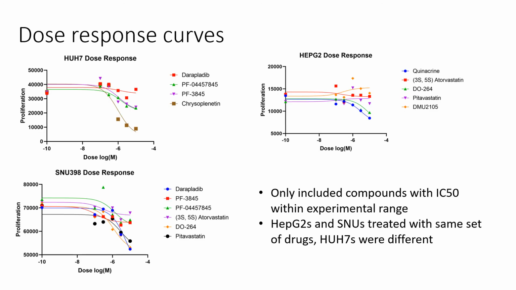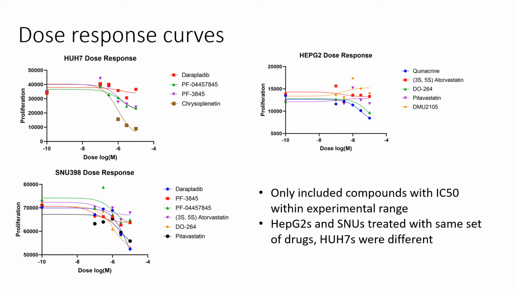Dose-response analyses were performed across 3 HCC cell lines, Hu7, SNU398, and HepG2s. Doses ranged from 0 micromolar to 10 micromolar, and these graphs only include results from compounds that had an IC50 value within this experimental range.